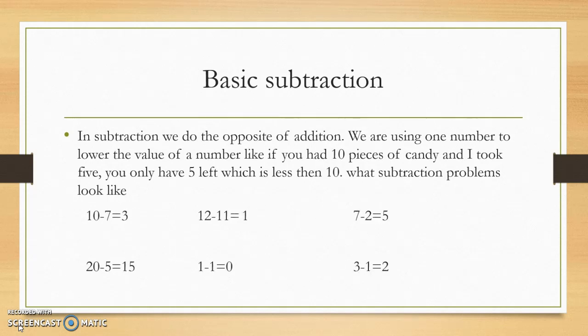Notice the difference between the signs in the middle of the number. Subtraction, it's just one straight line, while in addition, it's a horizontal and vertical line together. Problems like 10 minus 7 equals 3, 12 minus 11 equals 1, 7 minus 2 equals 5, 20 minus 5 equals 15, 1 minus 1 is 0, 3 minus 1 equals 2.